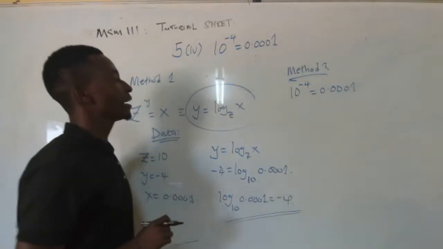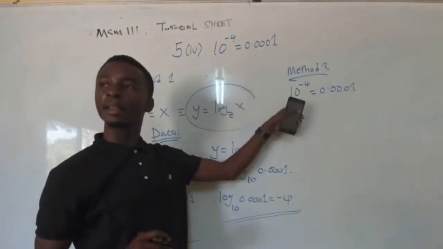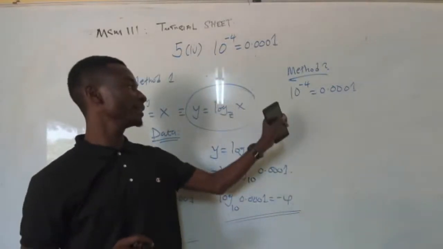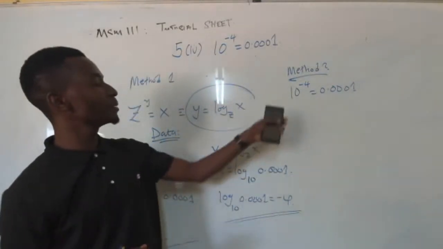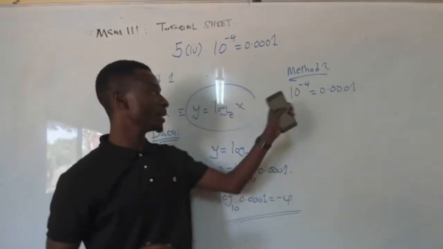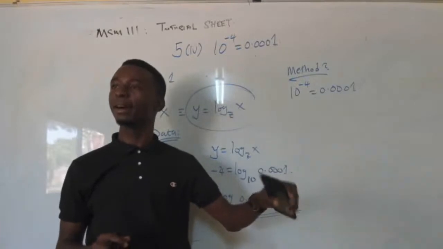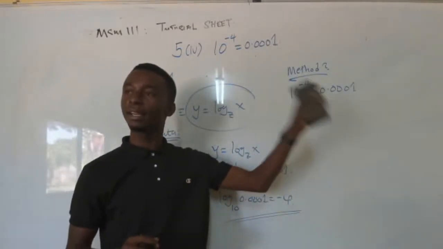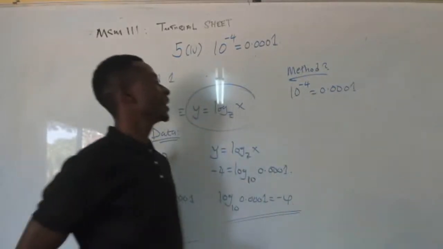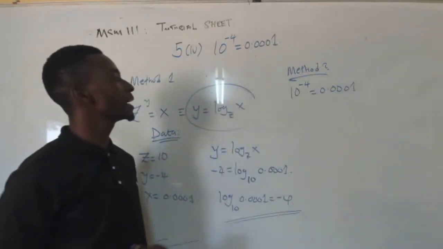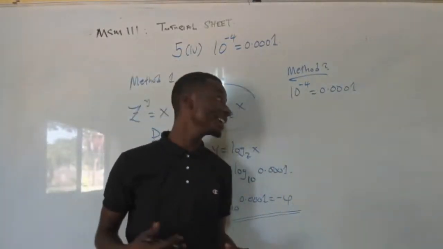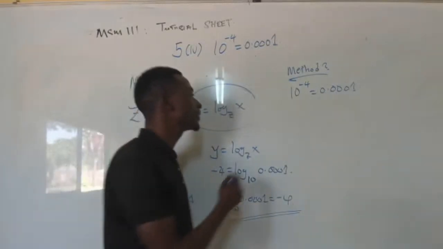So method 2, you have to consider the base there. If your base is 10, it means you have to multiply both sides by log 10. If your base is e, multiply both sides by log e. In this case, our base is 10, so let's multiply both sides by log 10.